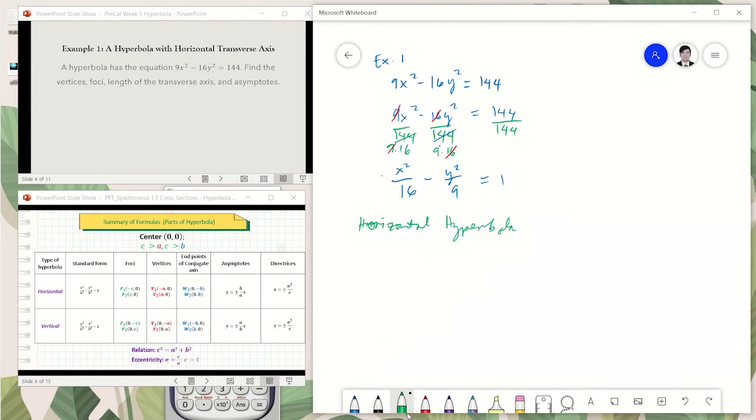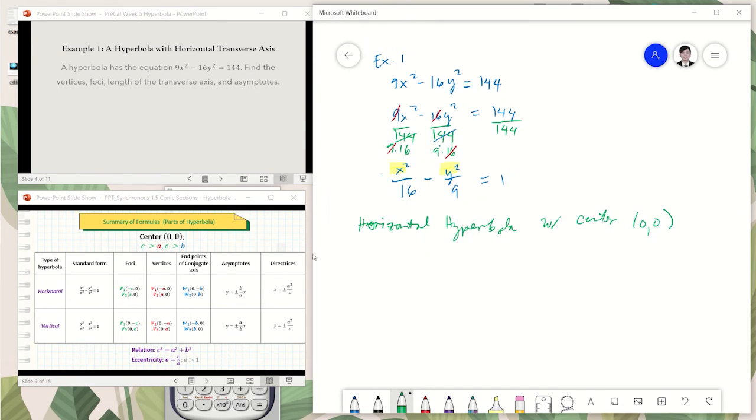Now, how about the center? Okay, that by simply looking at the numerator, the ones being raised to a power of 2, it's just the x. Same here with the y. So automatically, if that happens, the center is at the origin with the coordinate 0, 0. So you can look at your summary formula now so that you can figure out what is being asked. So your focus is here, horizontal hyperbola with center at the origin 0, 0.